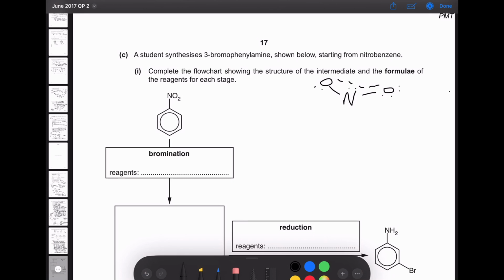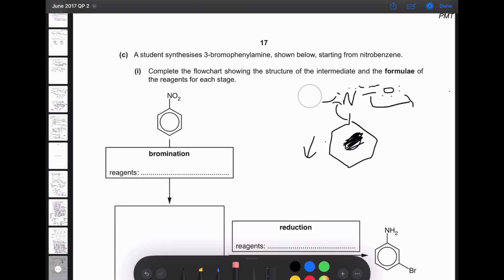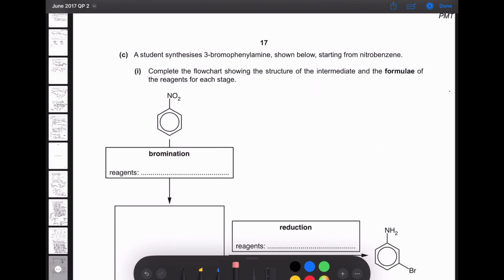So what's happening here? Well, the lone pairs are going to pull away from the nitrogen, so the nitrogen's going to have to pull away from the benzene ring. Pull like the electron density, not physically. So the electron density of the benzene ring is going to decrease. So what does that mean? Well, it means it reacts with electrophiles less, like we said last time.